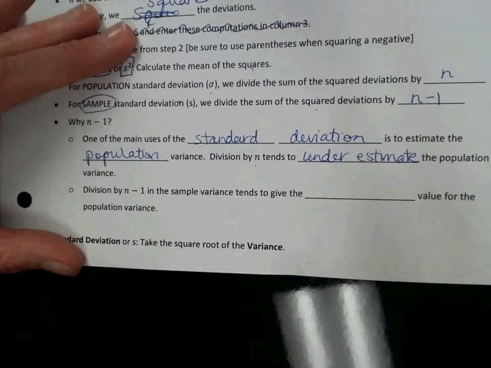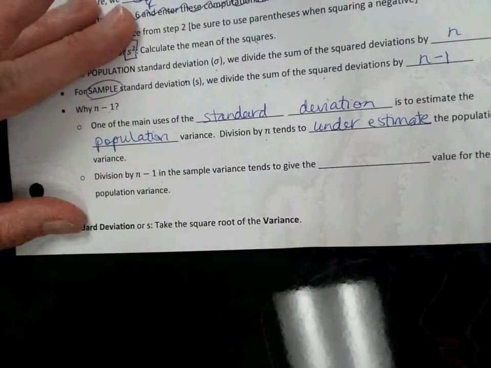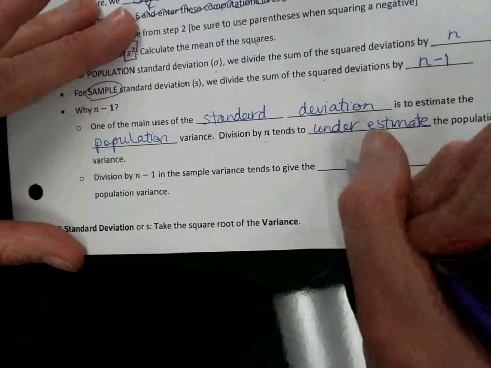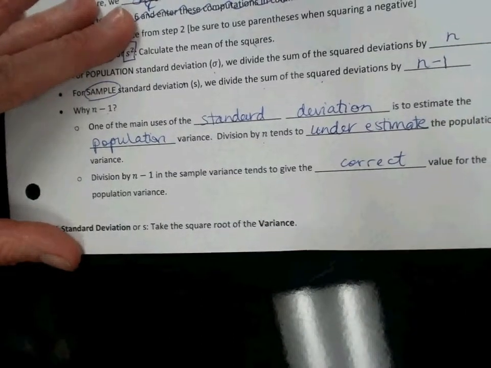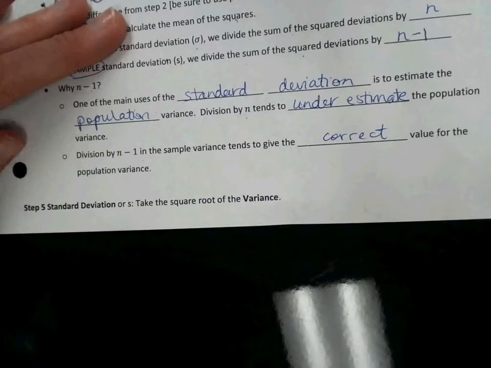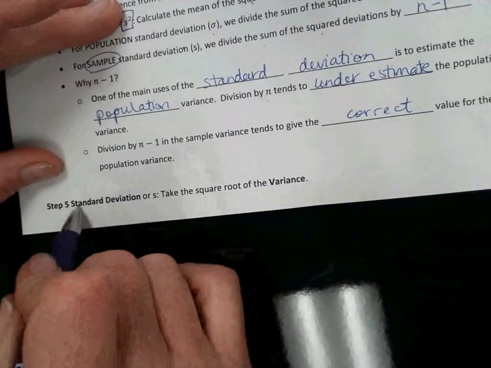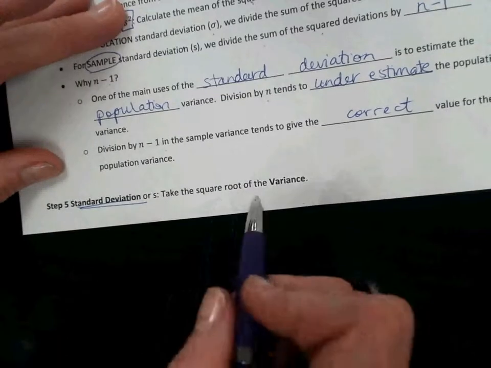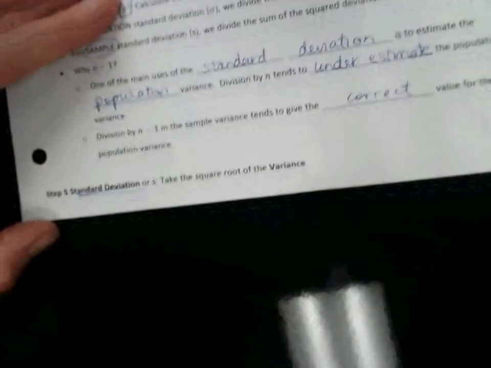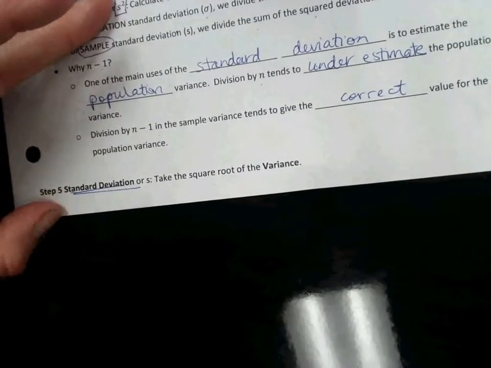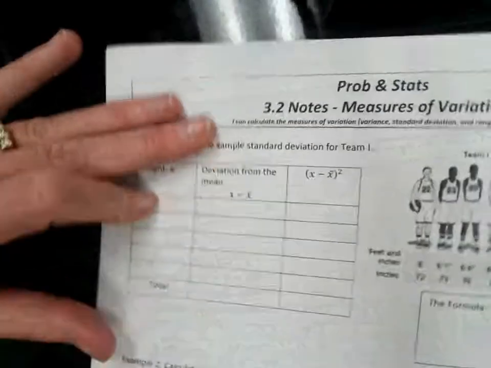And so we divide by n minus 1 in the sample variance, which tends to give the correct value for the population variance. Step 5. That's standard deviation. That's that final step where you just take the square root of the variance. You need to know the relationship between variance and standard deviation. Standard deviation is the square root of the variance.